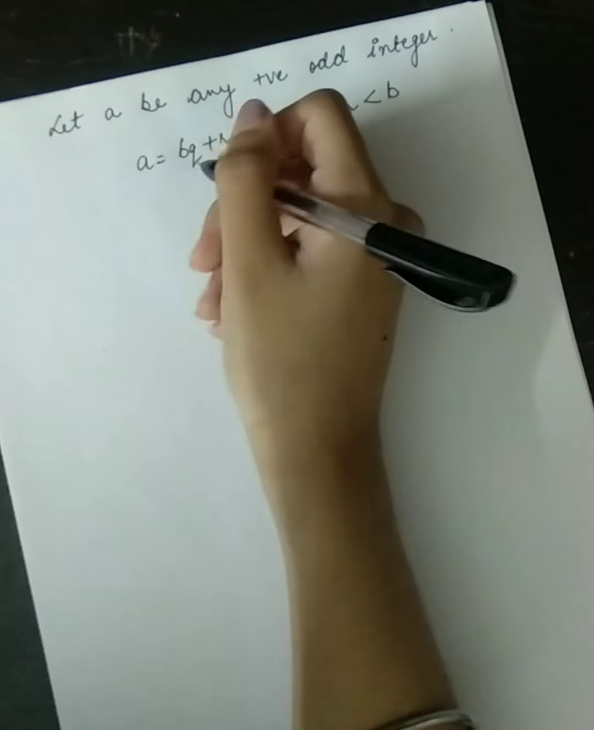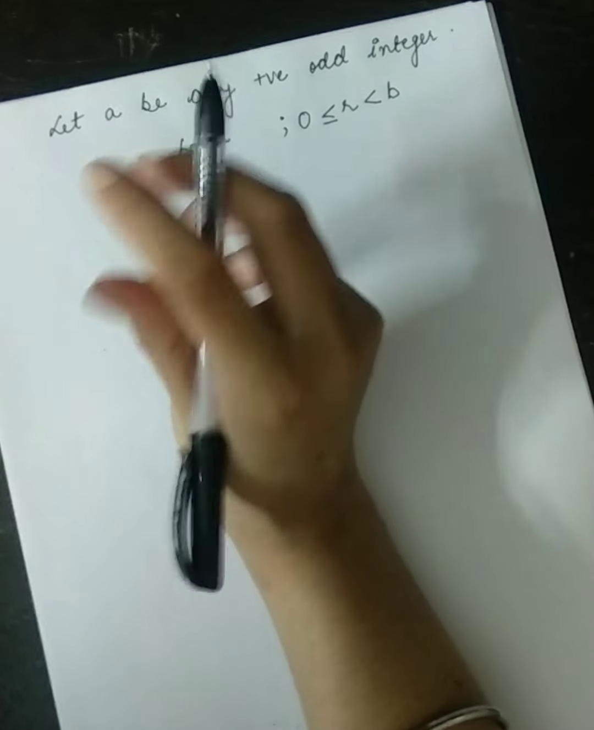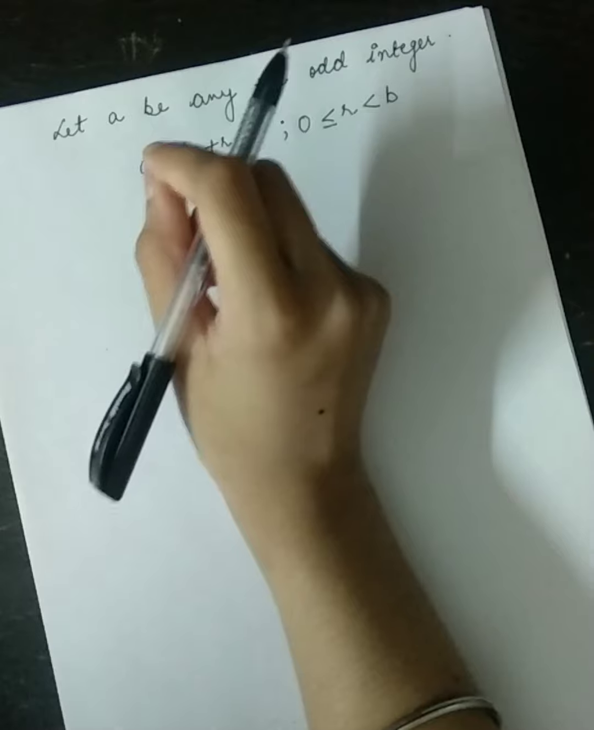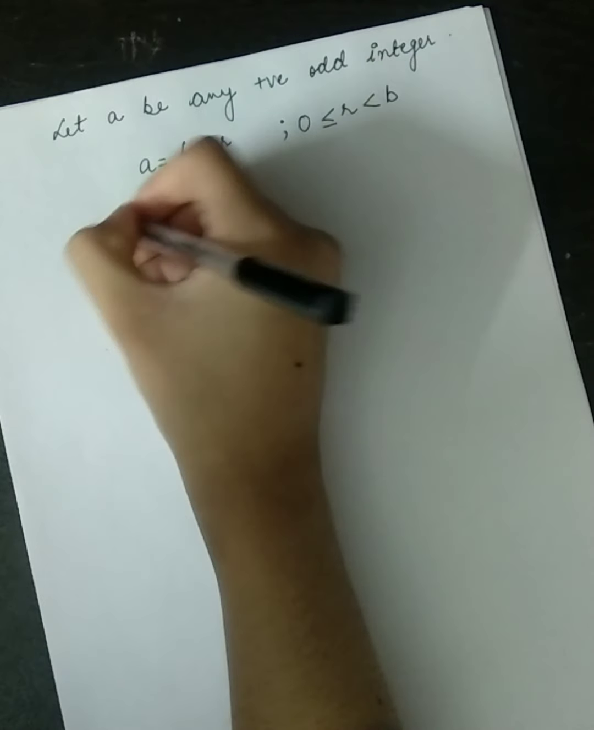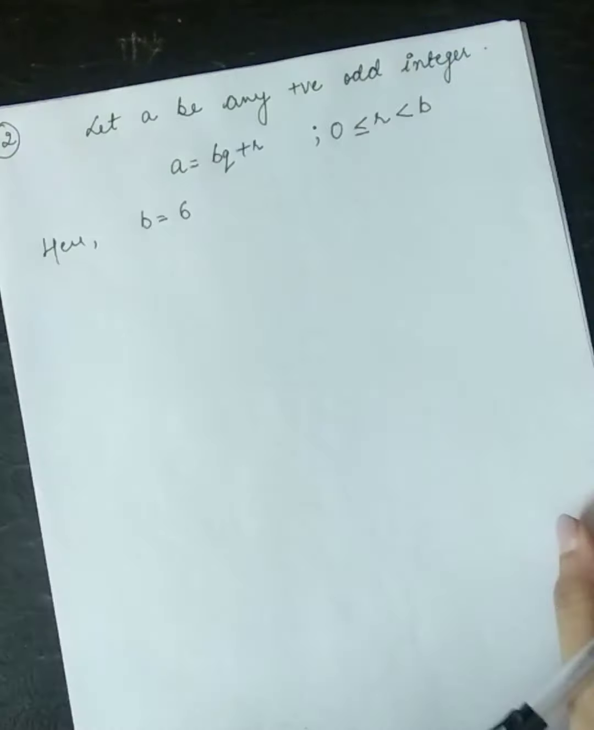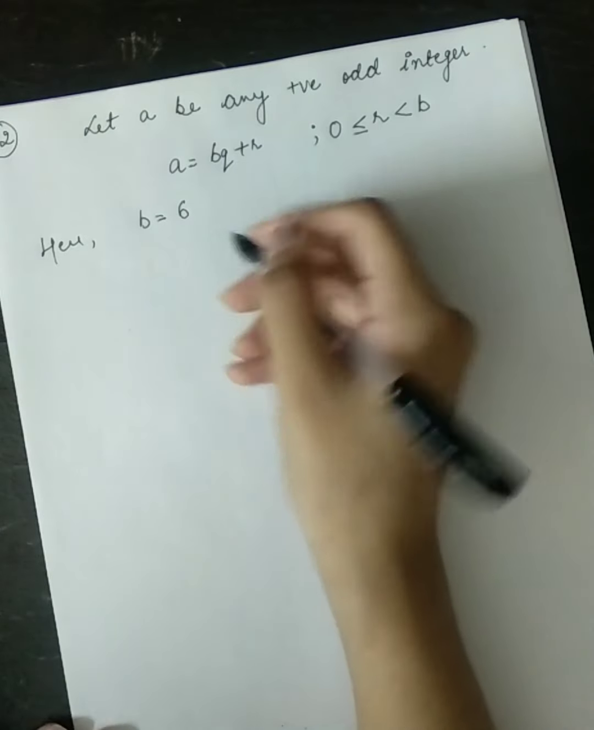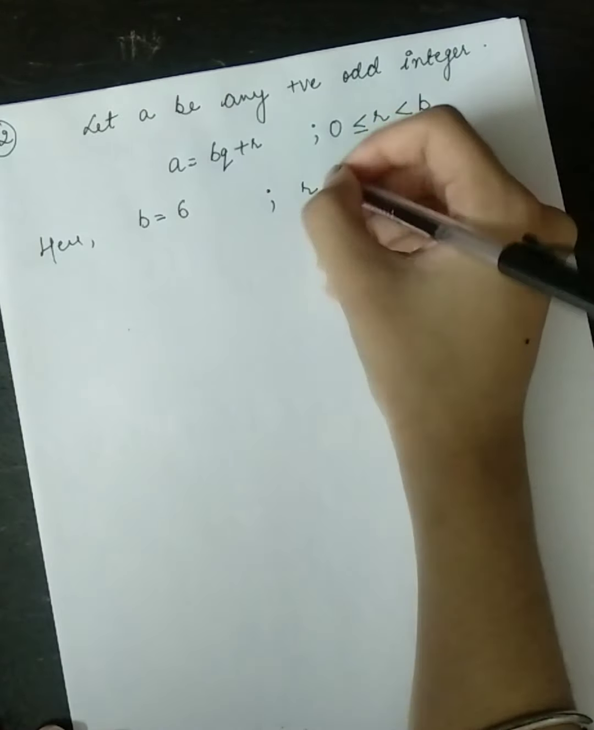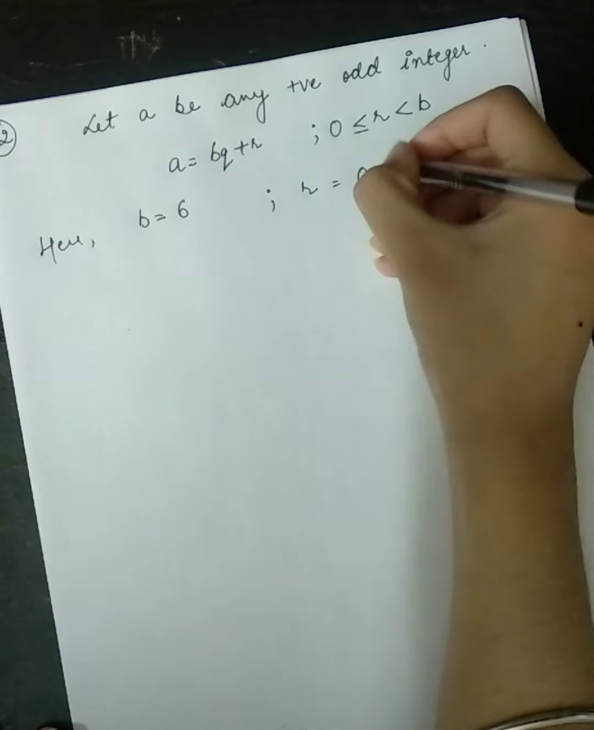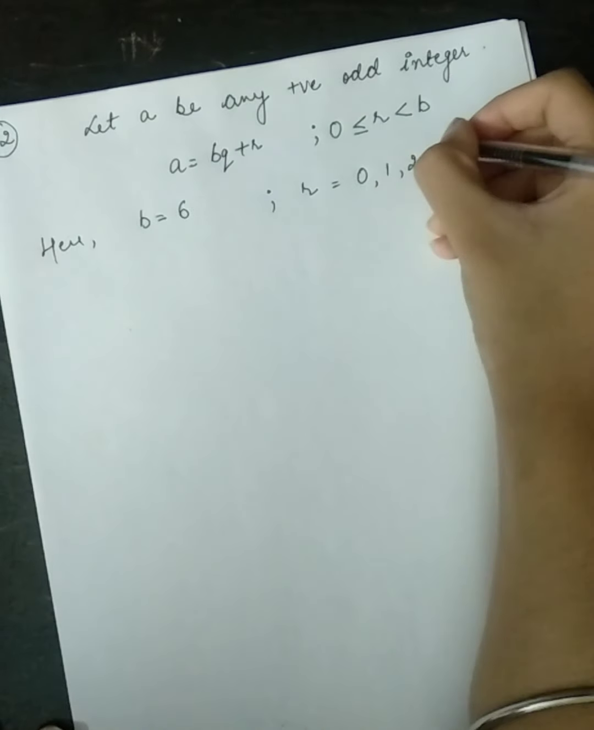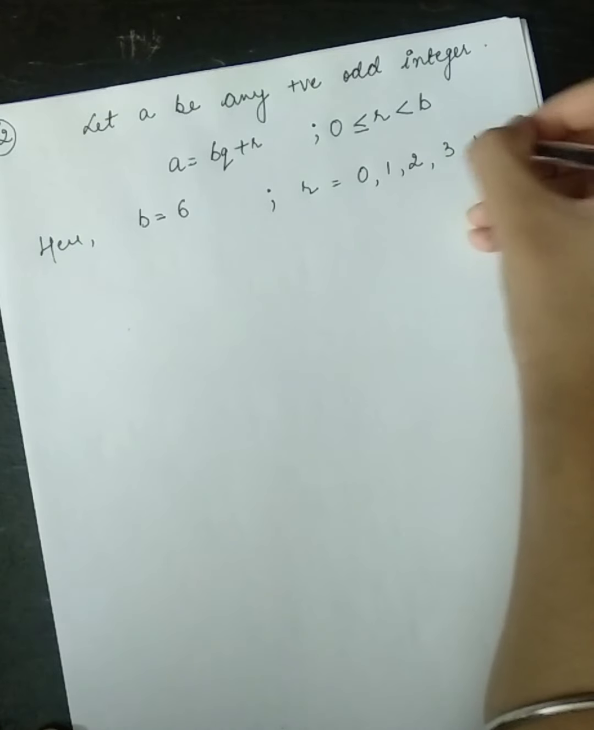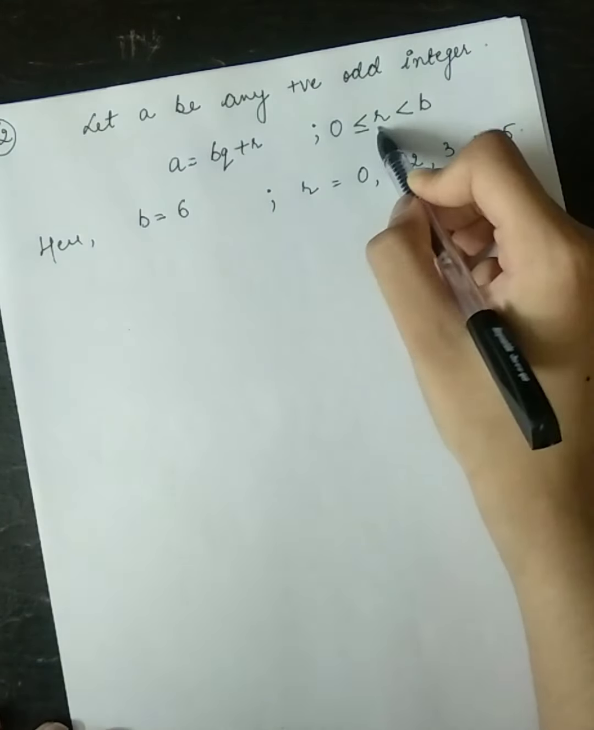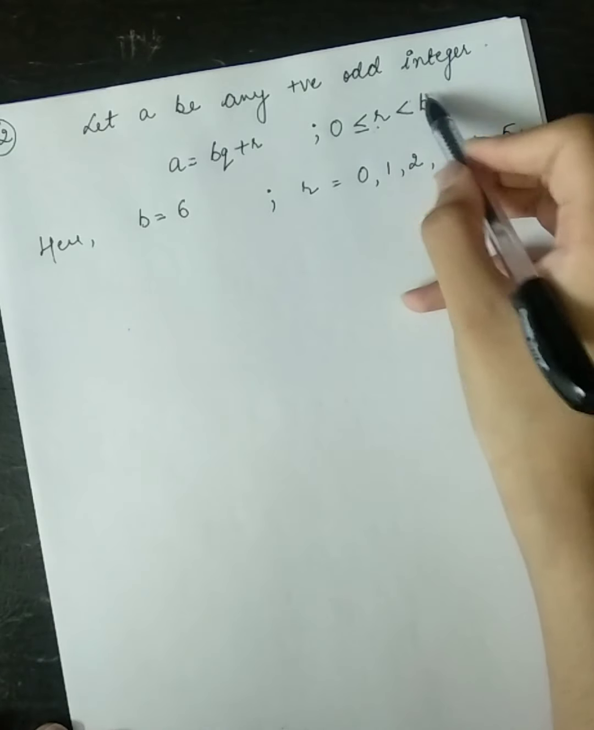Now, here they have given the form 6q plus 1, 6q plus 3, 6q plus 5. So, our b will be 6. Here b is equal to 6 and our remainder will be equal to 0, 1, 2, 3, 4 and 5. Why? Because here we have written that remainder is less than b.